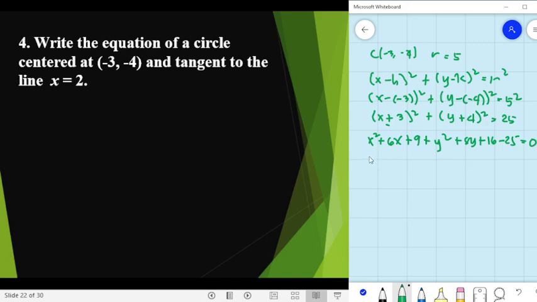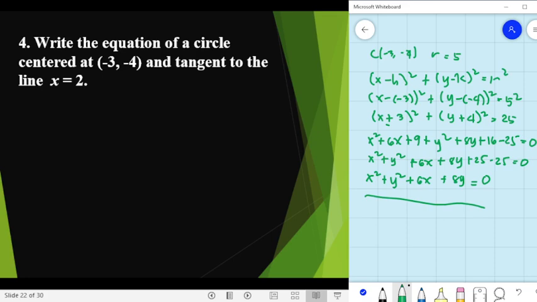Okay, so arranging the terms, we have x squared plus y squared plus 6x plus 8y. 9 plus 16 is 25, right? 25 minus 25 is equal to 0. So therefore, the final equation would be x squared plus y squared plus 6x plus 8y equals 0. So this will be our equation, the general equation of the given circle.